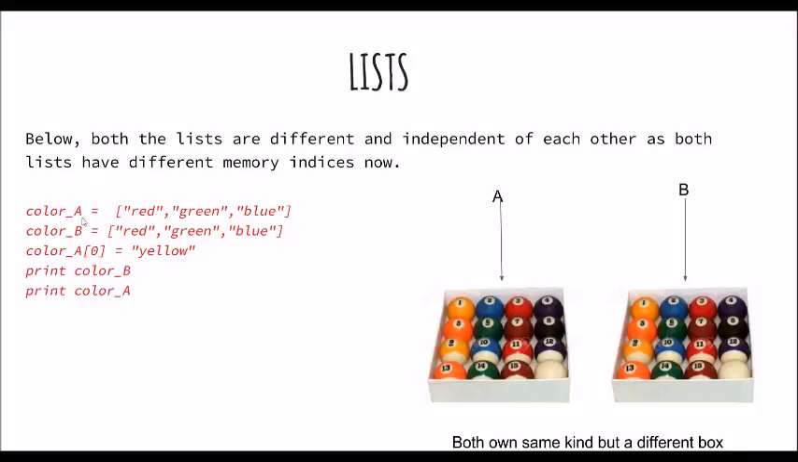Say you have color A: red, green, and blue, and color B: red, green, and blue, and you change the A to yellow. Let's print color A, color B, and color A. Color B prints as red, green, and blue because you never changed it. But color A changed to yellow, green, and blue. So though they both have the same elements, they occupy different positions in the memory.